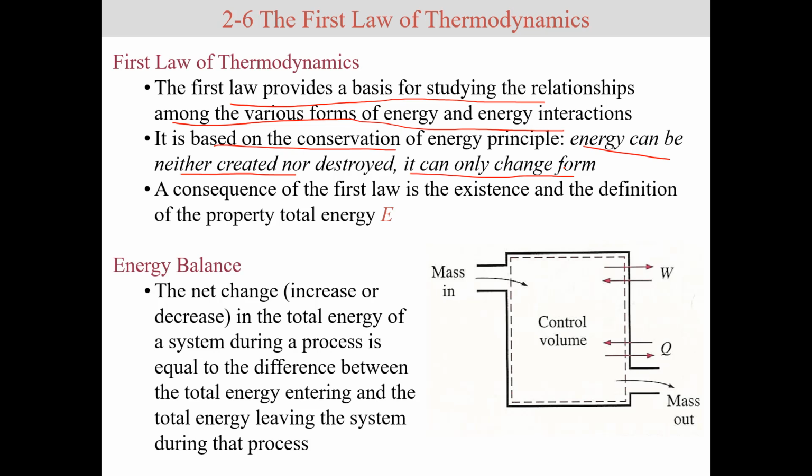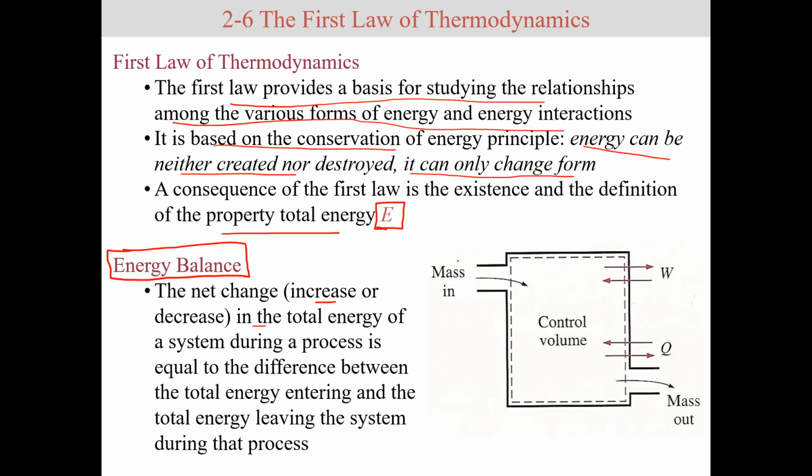A consequence of the first law is the existence and definition of the property total energy, right? The total energy of a system. The first law is the whole premise regarding an energy balance. The energy balance is stated as the following. The net change, increase or decrease, in total energy of the system during a process is equal to the difference between the total energy entering and the total energy leaving the system.